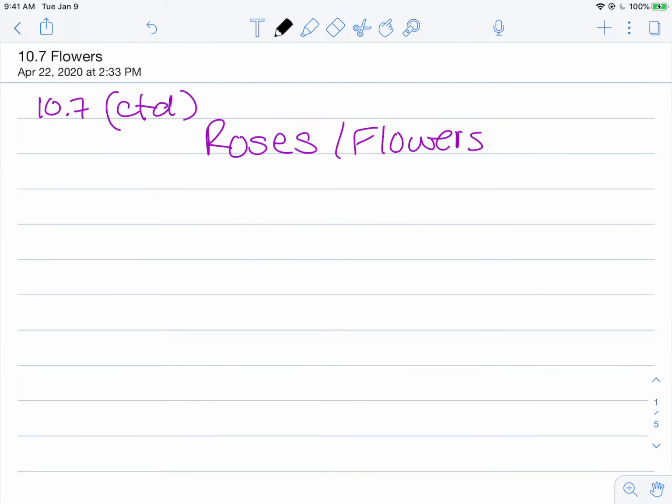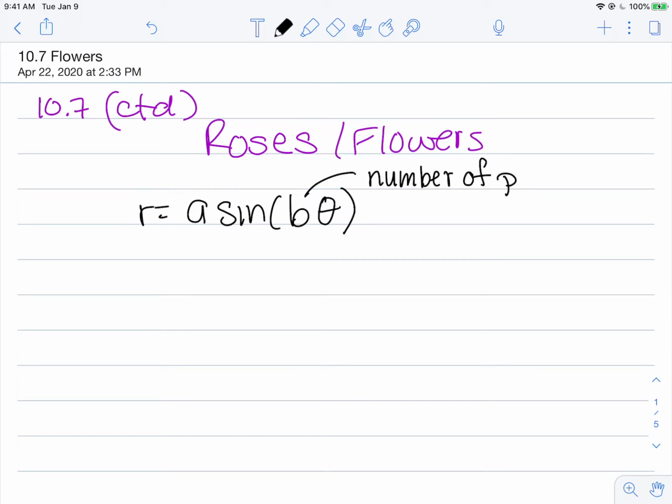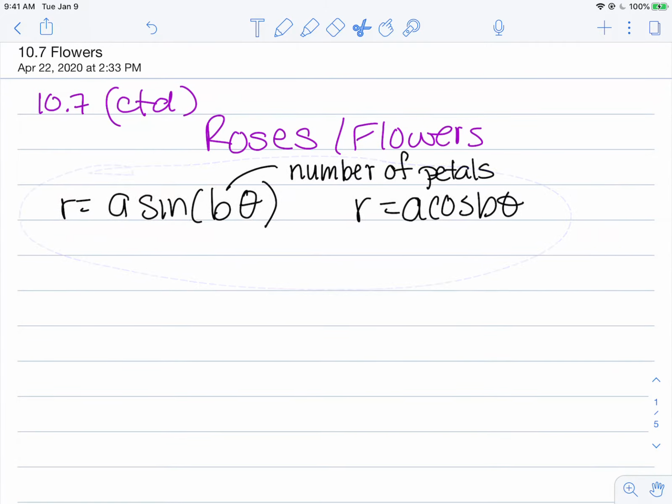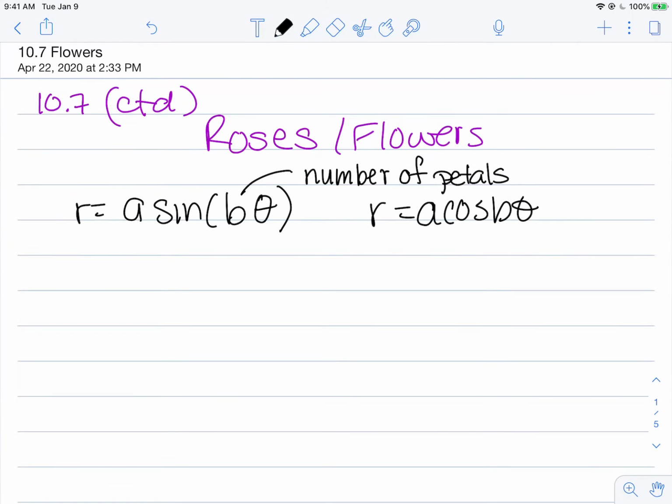Okay, so for roses or flowers, well, they're basically like circles, except now you're gonna have a number that is inside next to the theta, and that's your B value, and that's going to indicate the number of petals your flower or rose will have. Okay, so you have R equals A sine theta, or we can have R equals A cosine of B theta. And let's stick to the format we did last time, where I do sine on one side and cosine on the other side of a chart.